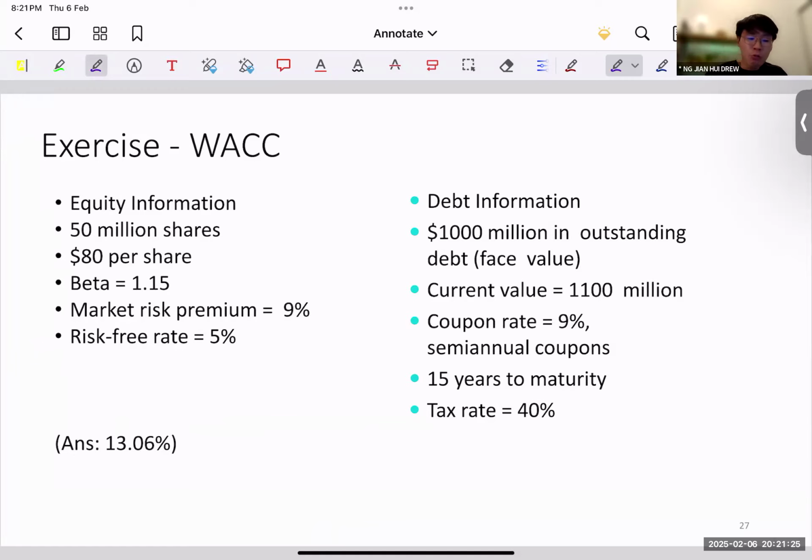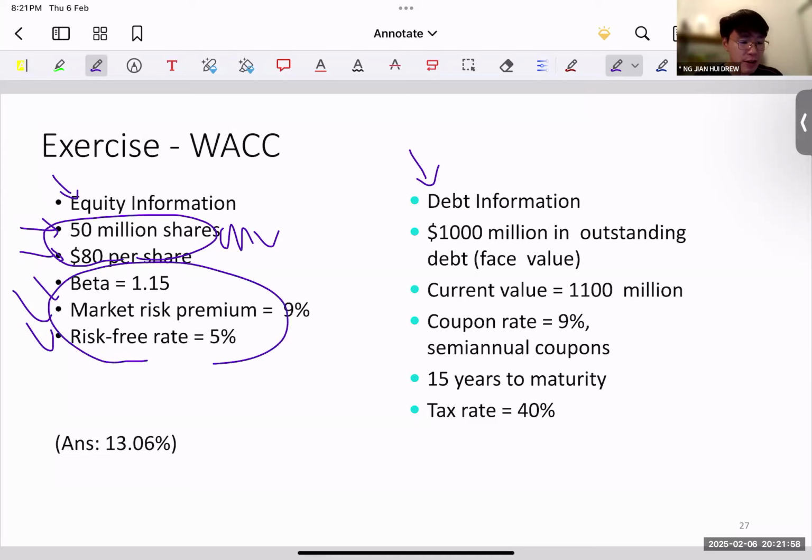So we are given two pieces of information. We have the equity information here, and we have the debt information, right? So let's look at the equity. So it gives you the number of shares in millions. They give you a current share price. So this will determine your market value, right? In case you are looking for market value. Of course, this is a question, but in your report, you have to find out this information yourself. Good thing that they give you your beta, market risk premium, and risk-free rate.